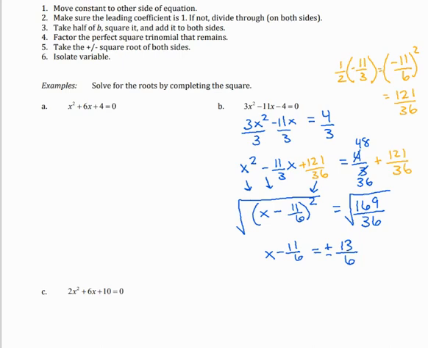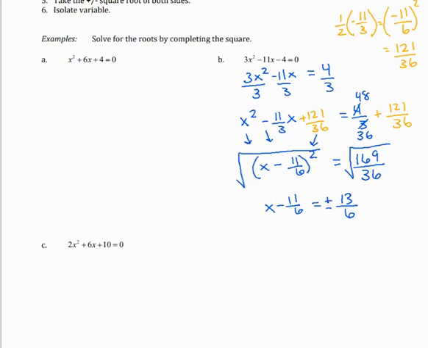Last but not least, step 6, we isolate that variable. So we're going to add 11/6. Always put that out front. So I'm adding 11/6, and I'll have x equals positive 11/6 plus or minus 13/6. Can I actually put those together? I can. They have a common denominator.